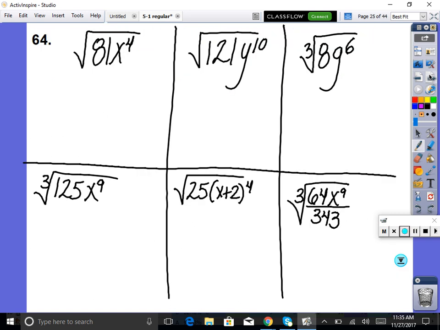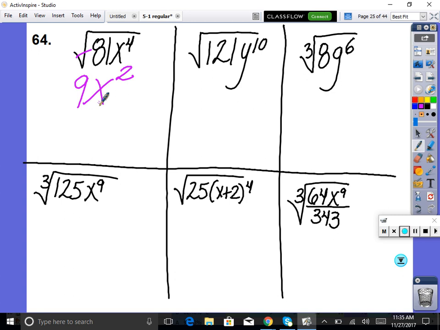Here we go. Go to 64. Let's do this. Flip over to the back. Simplify and add absolute values when necessary. Square root of 81x to the 4th is 9x squared. Let's check. Even root? Yes. Odd exponent? No. 9 is not negative, so we're good. We don't need to put absolute values here.